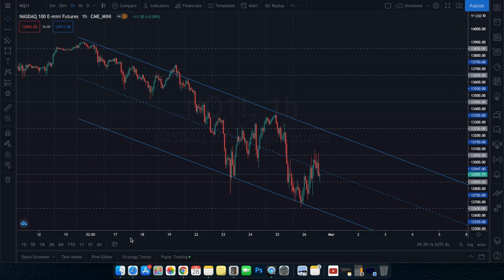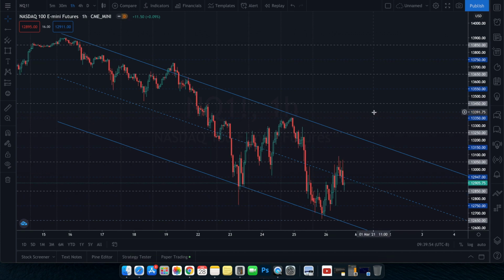Now let's get into it, guys. Alright guys, so this here is my chart, and as you can see, it's very simple. I don't use any indicators. I just use these levels that you're going to see right here, and these levels do not change at any given time. They stay there.